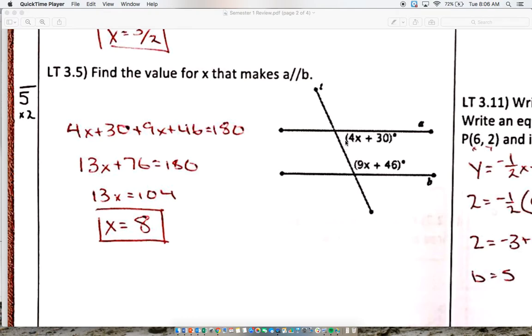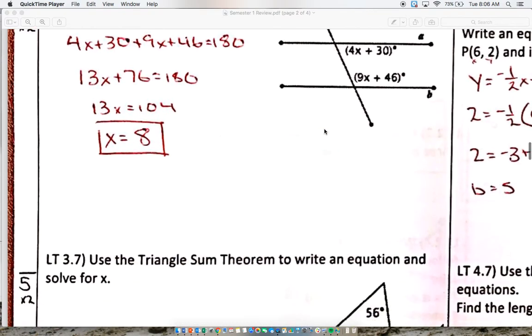And when you had same side interior, they were supplementary, meaning I added them together and I set them equal to 180. You can even look at it, and they don't look equal to each other. So I add them together, I combine like terms, I subtract the 76, I divide by 13, and x equals 8. 8 is the value for x that would make A parallel to B.